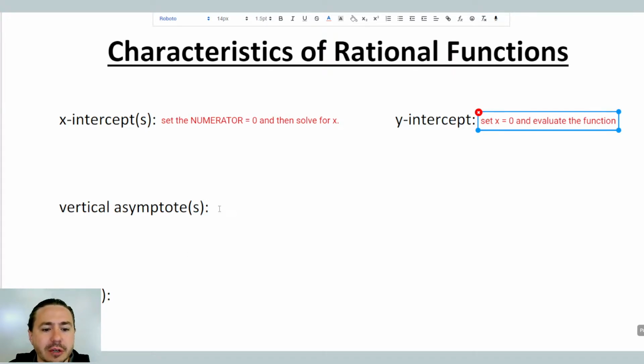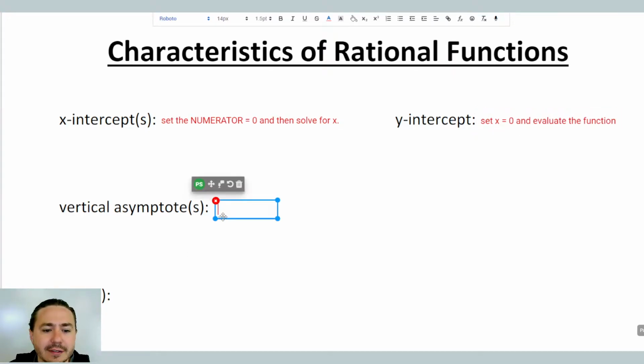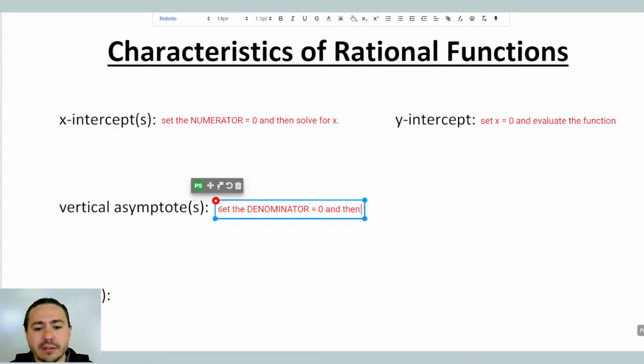Now the vertical asymptotes are going to be lines that cause the function to either go to positive infinity or negative infinity. So the way to find these vertical asymptotes is you're going to set the denominator equal to 0 and then solve for x. This is what we did in the last unit.